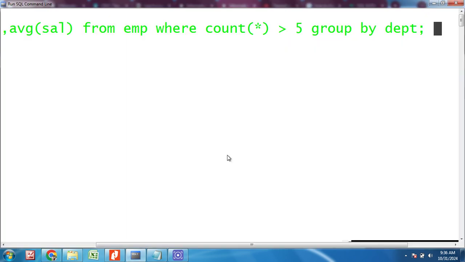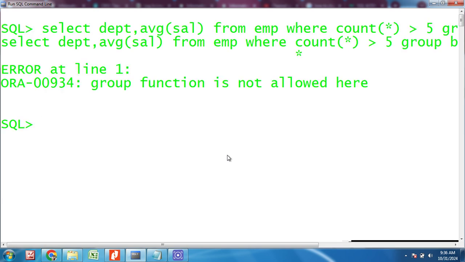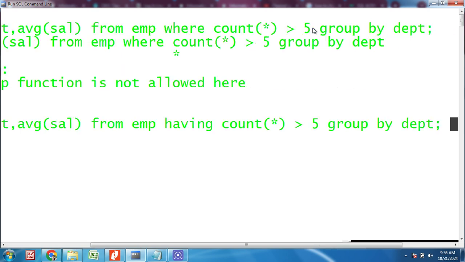Okay, so let's just execute that command. This will give me an error that group function is not allowed here, so we cannot use group function with where clause. Okay, now let's go to another way.